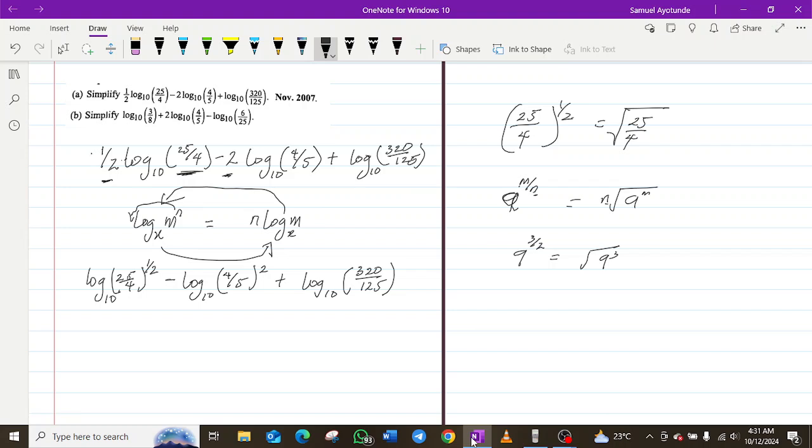But this is a law of indices for fractional power. The denominator of the fraction becomes the root. So the answer here will become 5 over 2. So from here we have log base 10, 5 over 2, log 5 base 10.